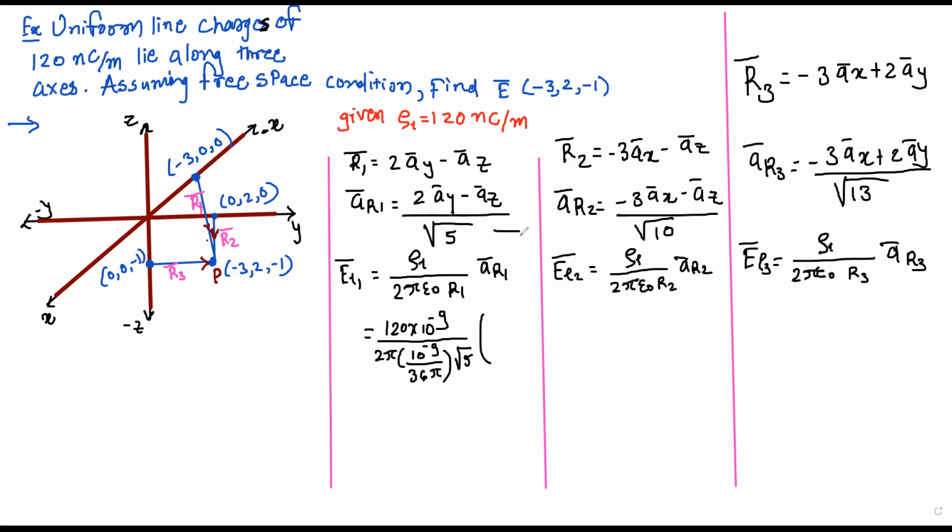Just now we have calculated here, so 2 a bar y minus a bar z divided by under root 5. So this is equal to, you just calculate this and tell me what would be the value of this term. I will highlight it so that first of all you calculate the numerator, then calculate the denominator and get it divided. So I want the value of this term.